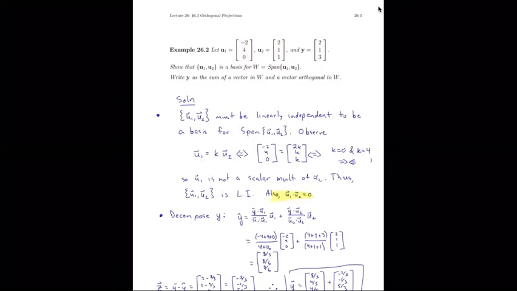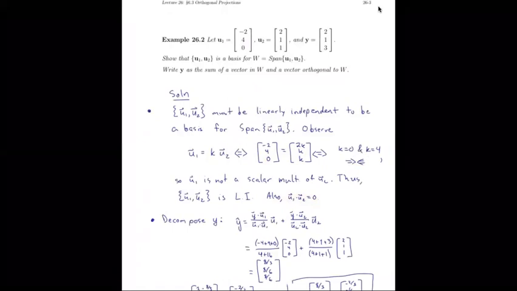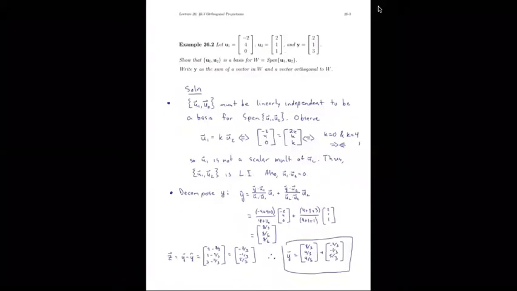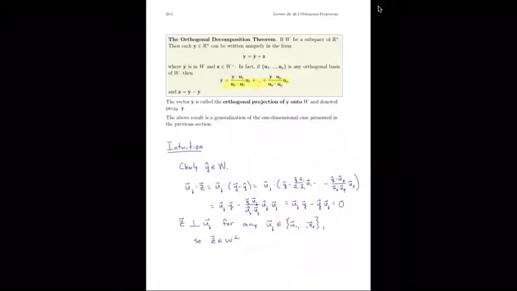Again, there's a comment down here: u1 dotted with u2 is 0. So we know that the two vectors are in fact orthogonal, which means they are additionally linearly independent. That was a result back in section 6.2. So now we need to decompose y in the fashion that this formula tells us.